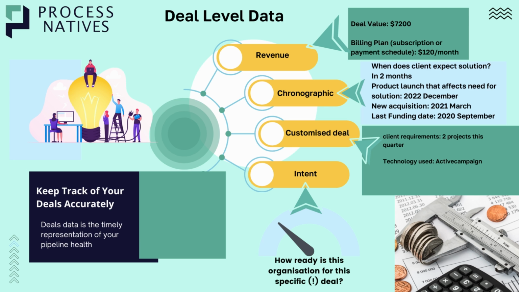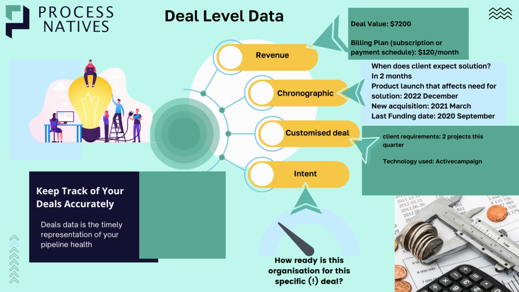Here we added, when does the client expect a solution? In 2 months. This is chronographic data that can then be used for automations in the sales process. It could signal when your sales reps should reach out to the specific organization that this deal is related to.